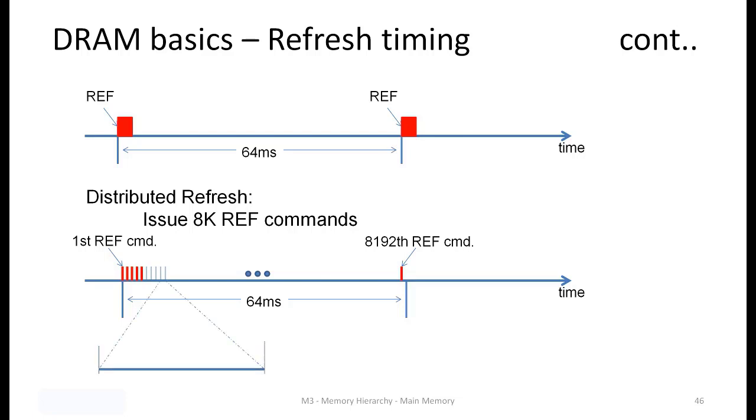If we zoom into one particular interval, that is our TREFI, it is 7.8 microseconds. How did we get it? It is basically 64 milliseconds divided by 8192. For every 7.8 microseconds, the memory controller sends a refresh command and the device spends TRFC time refreshing.